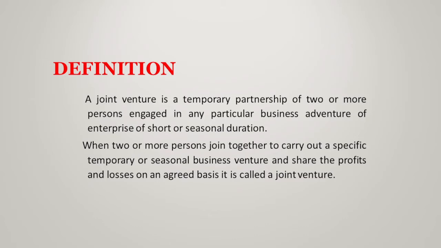So, two or more people agreed to carry out a temporary or seasonal business and they want to share their profit and losses on an agreed basis. Agreed basis means according to the capital contributed, or according to equal ratio, or according to the ratio specified. That is called joint venture.